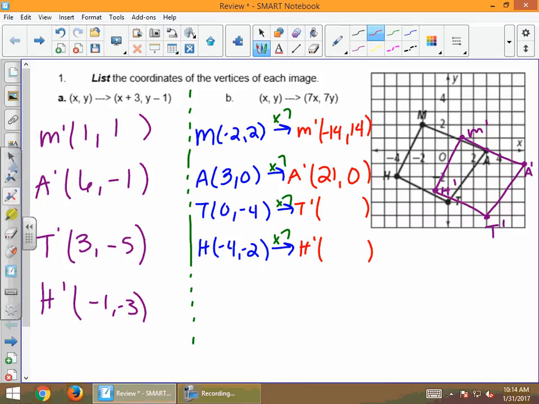21, 0. What do we get when we multiply T by 7? 0, negative 28. And what do we get when we multiply H by 7? Again, we're not concerned with them fitting. We just want to know what the new points are. There you go.